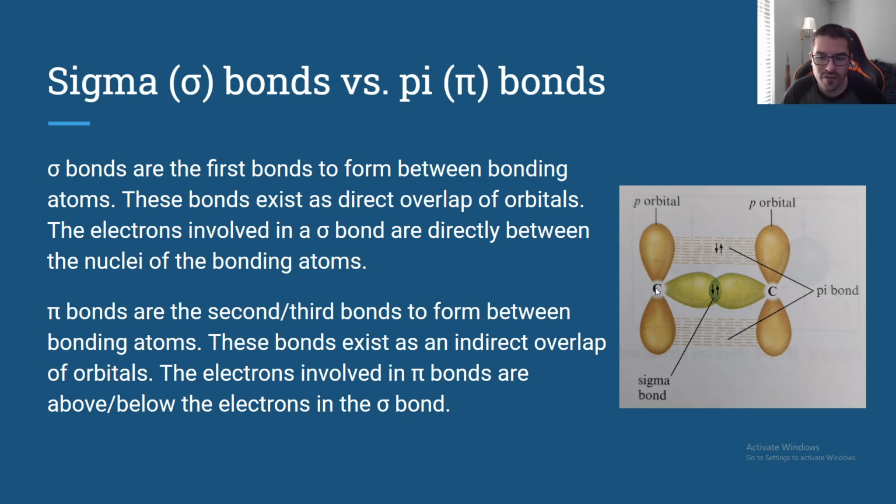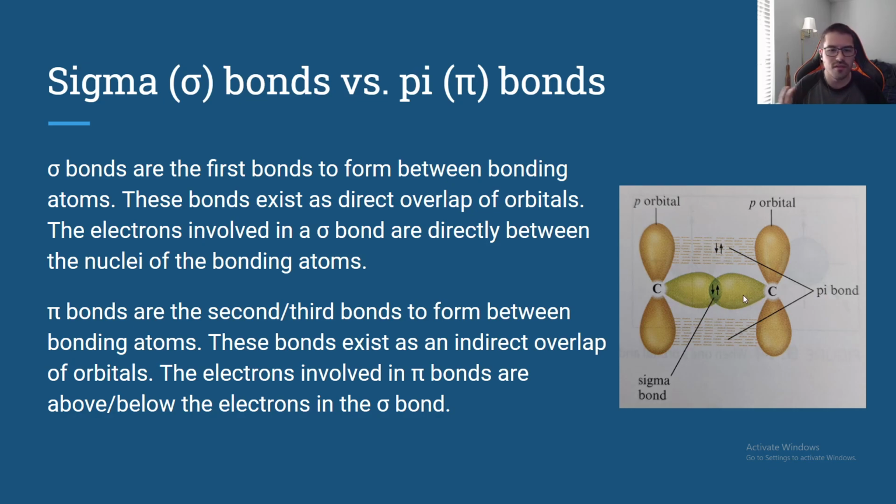Okay? So if you have a single bond between carbons, it's always going to be a sigma bond, okay? And those two electrons are going to exist in this overlap. If you have a double bond, then you're going to have one sigma bond, but then you're also going to need to use a pi bond. Pi bonds exist as an indirect overlap in the space above or below, if you think of it two-dimensionally, above or below the sigma bond, okay?